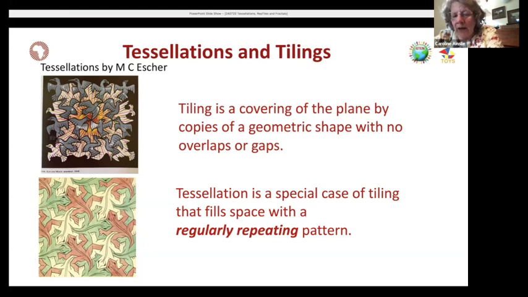Tessellation is also tiling, but it's a special case. It has to fill the space with a regularly repeating pattern. So if you think of a floor, you might have a margin around the tiled floor. Well, that part is not part of the tessellation, but you could have a tessellating pattern within that. It has to be a regularly repeating pattern, and it has to be tiled, therefore covering the whole surface as well. Did you want to add something to that, Tony?